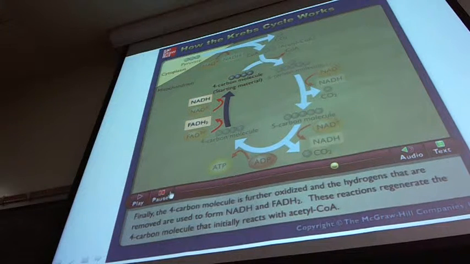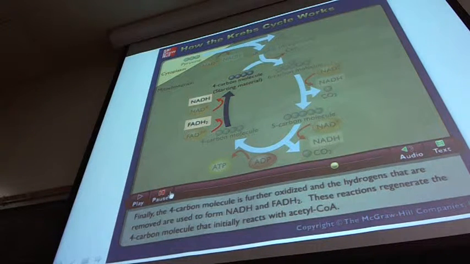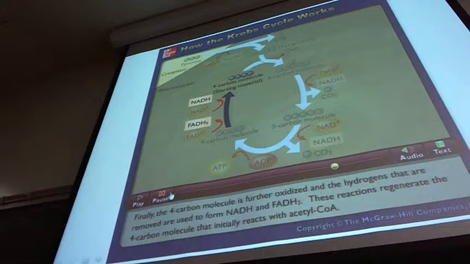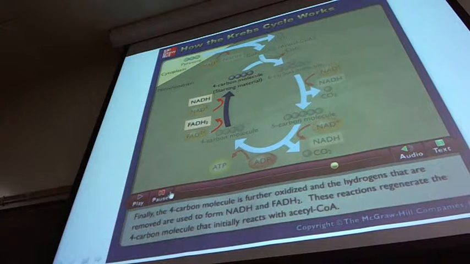That's why you can store so much energy in fat. Fat gives you 9 kilocalories per gram. Carbohydrates and proteins give you 4. So a little over twice as much energy in a gram of fat as in a gram of carbohydrate or protein.